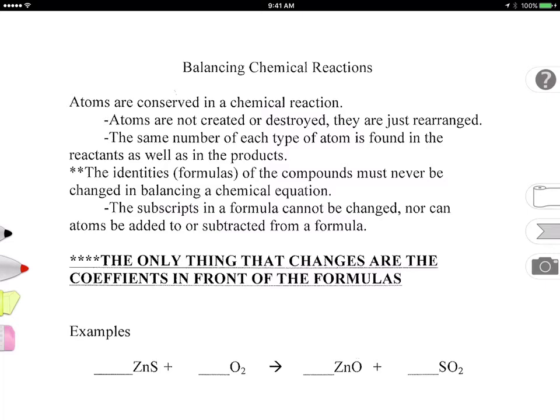The formulas cannot be changed when you balance. Okay, you cannot change water to H4O. You can't change those subscripts. You can't do anything to a formula. So then what can you change? And that's this big thing here with the asterisk. The only thing you can change is the coefficient that is out in front. That's it. Everything else, don't touch it.